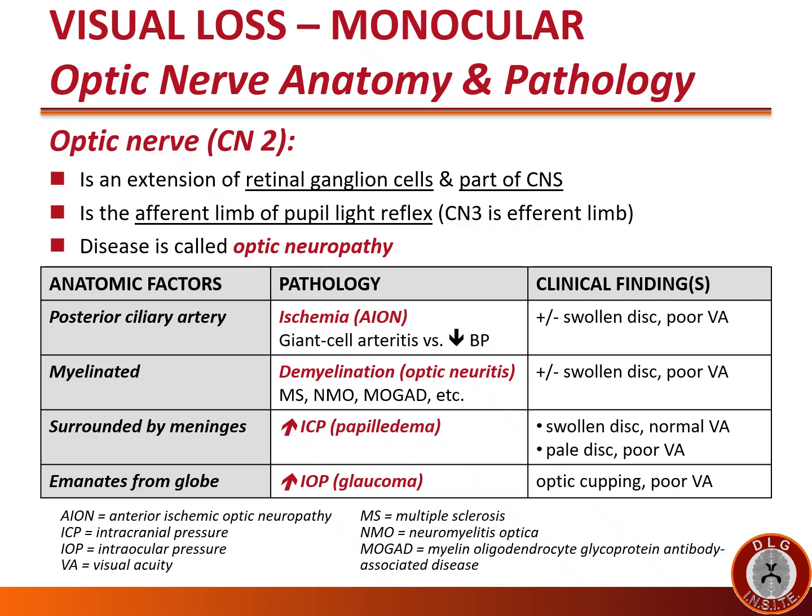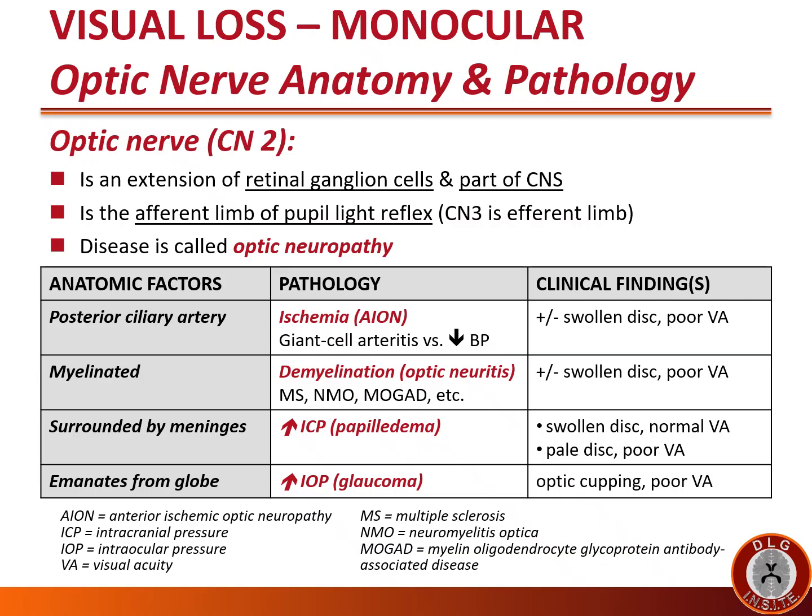Disease of the optic nerve is called optic neuropathy, and there are four main types of optic neuropathy based on the anatomy. So first of all, the optic nerve is supplied by the posterior ciliary artery, and it is especially prone to being involved with giant cell arteritis, a condition that affects only older patients, people over 60 typically, and you can get ischemia to the anterior part of the optic nerve. We call that the anterior ischemic optic neuropathy, or AION. There's another form of AION that is non-arteritic that is due to hypotension. What you'll find is the disc will look swollen because the anterior optic nerve is infarcted and the patient has decreased visual acuity.